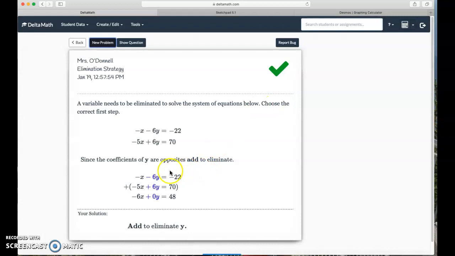Voila. And then they show you down below, right? You would add it, and you would end up with negative 6x equals 48. And that's that first elimination strategy.